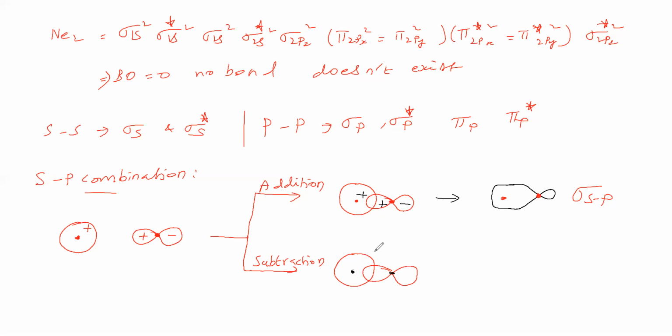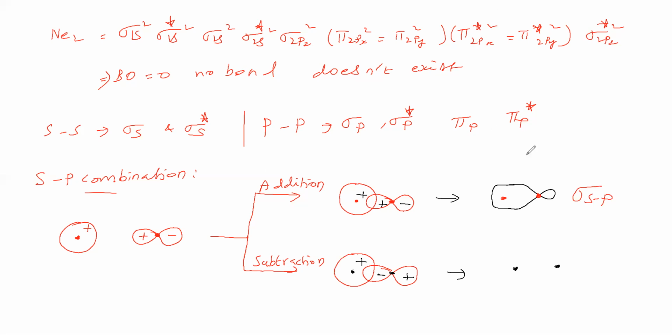Then we will give the sign of psi. If we give positive here, the lobe of the p orbital which is overlapping with the s orbital should be given the opposite sign. Then only it is subtraction overlap. So here negative, and here positive you give. Here subtraction overlap means destruction takes place. Due to destruction, we'll see how it will be. It is one nucleus, it is another nucleus.